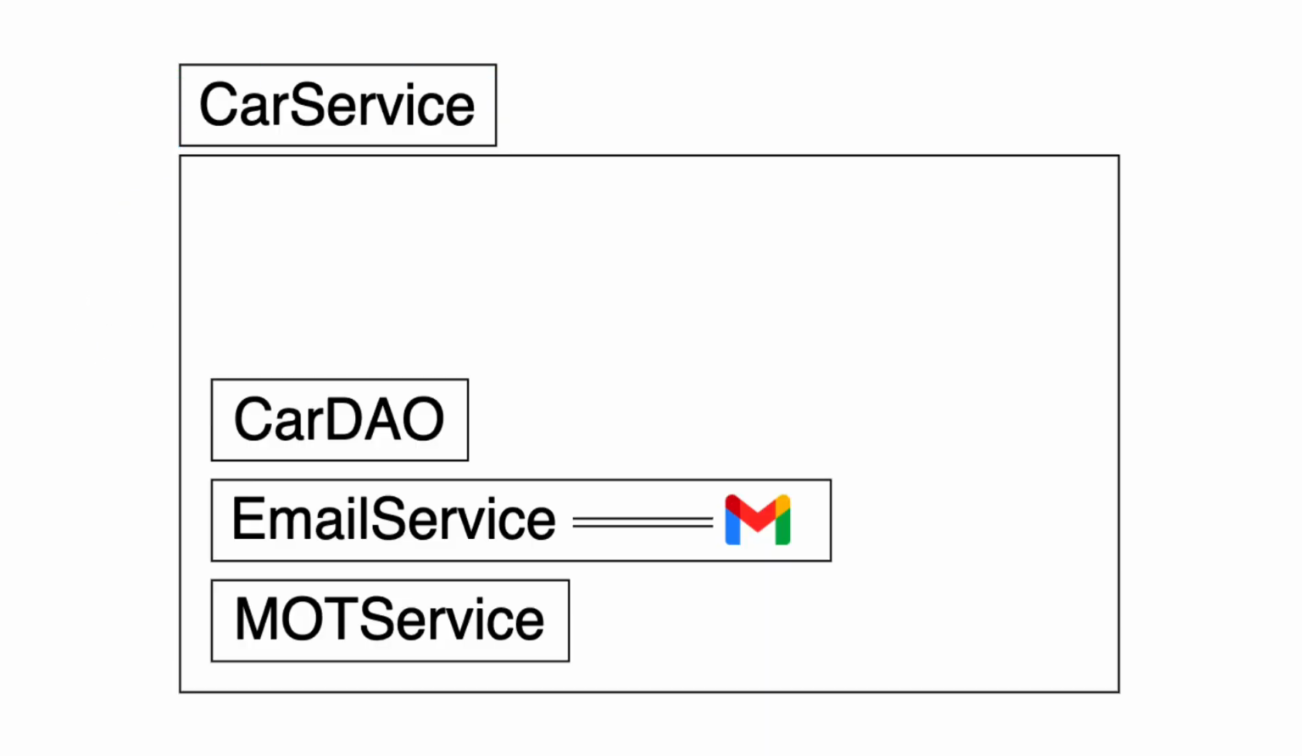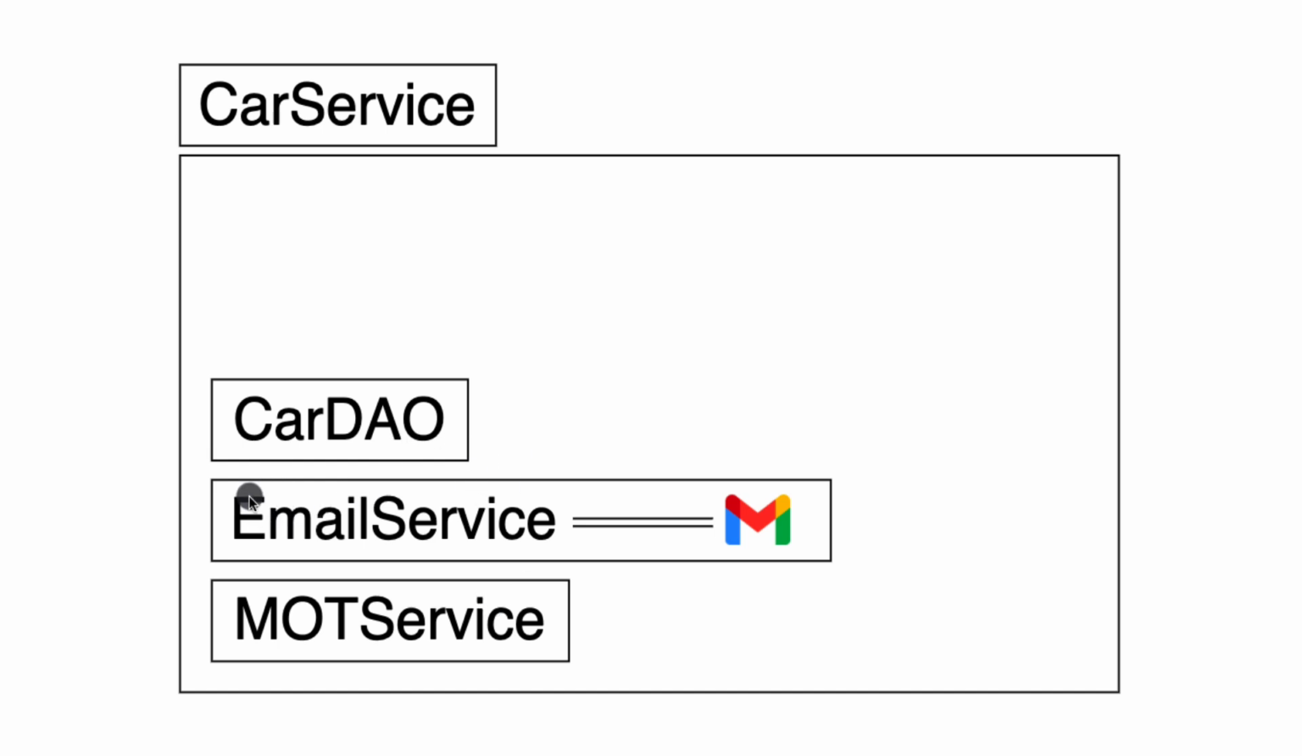And the reason for it is that car service now is tightly coupled with car DAO, and let's also say that we have an email service in here, and this class has to connect to Gmail, for example. The same with, for example, MOT. So this is basically how you go and perform checks on your car to see whether the tires are good, the mirrors, the lights, so on and so forth, right? So this class in here is tightly coupled with all of these three classes.